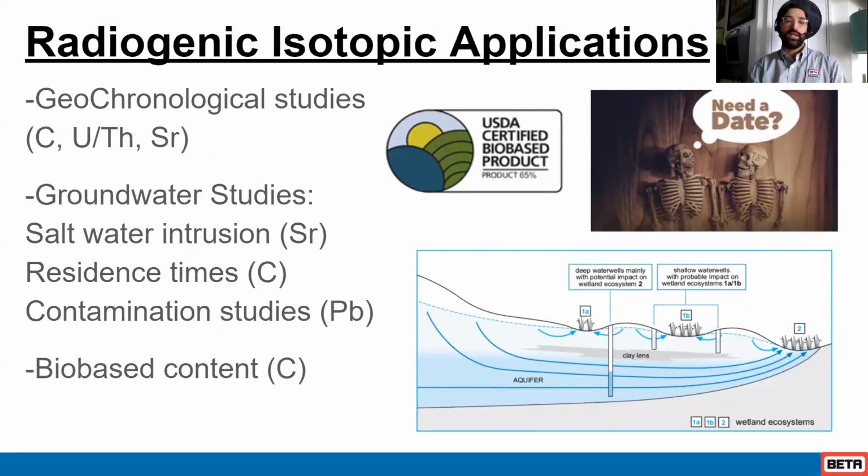Righty, and then some radiogenic applications. So geochronological studies: carbon, uranium, thorium, strontium, these all help put things in their place and time. Groundwater studies: we can use the radiogenic isotopes of strontium, carbon, and lead to do investigation as far as plume extent and impact assessments. And then something that I had mentioned at the beginning was the bio-based content. So we can suggest how plant-based a product is, whichever the product may be. It could be a toothbrush or a soap. We can measure that radiocarbon and suggest whether or not this is sourced from a modern plant or a petroleum source or a blend.